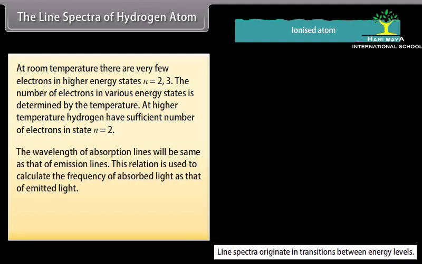The wavelength of absorption lines will be same as that of emission lines. This relation is used to calculate the frequency of absorbed light as that of emitted light. E2 minus E1 equals h nu 12, which is equal to hc upon lambda 12.